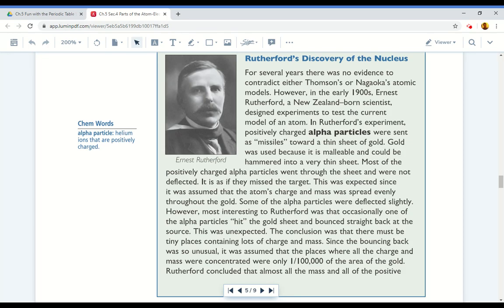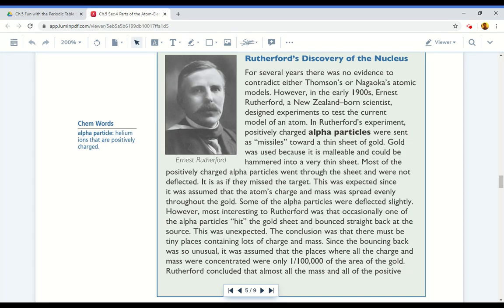However, most interesting to Rutherford was that occasionally one of the alpha particles hit the gold sheet and bounced straight back at the source. This was unexpected. The conclusion was that there must be tiny places containing lots of charge and mass. Since the bouncing back was so unusual, it was assumed that the places where all the charge and mass were concentrated were only 1/100,000th of the area of the gold.